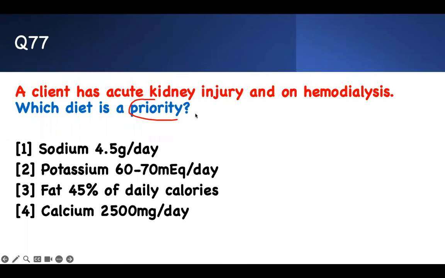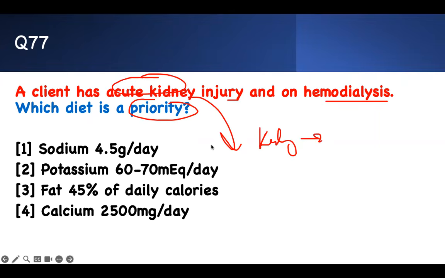Which diet is a priority? A client has kidney injury and is on dialysis. Well, they should avoid certain things. If you have a kidney issue and you're on dialysis, you should avoid something. Sodium 4.5 grams a day, no. They should do at most just 4 grams. They should not go more than 4 grams. Potassium 6 to 7 is always a priority. Don't go past this. Fat 45% daily, they just need 35%.